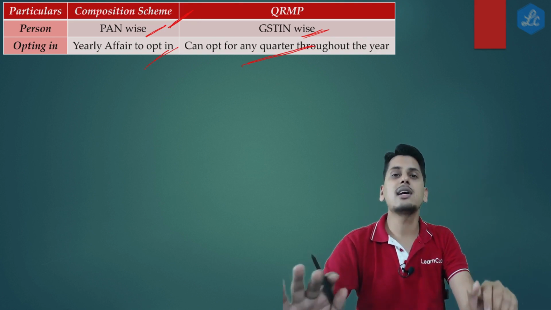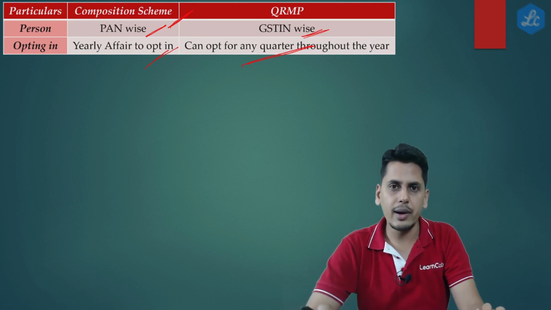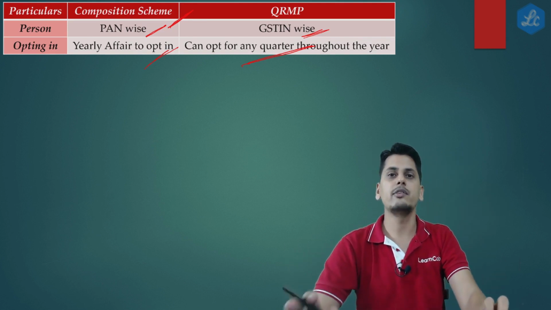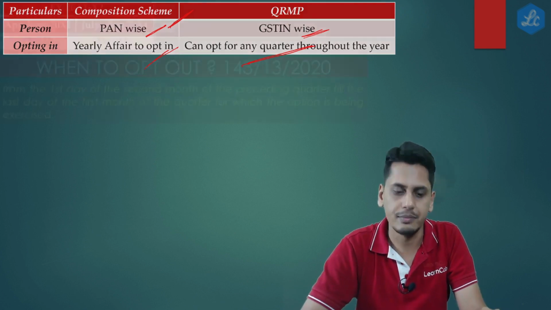So friends, these are the two differences which one needs to keep in mind for you to remember this scheme in an easier manner. The two differences between composition and QRMP scheme. Now friends, the next discussion is, we understood that QRMP scheme can be opted quarter wise.